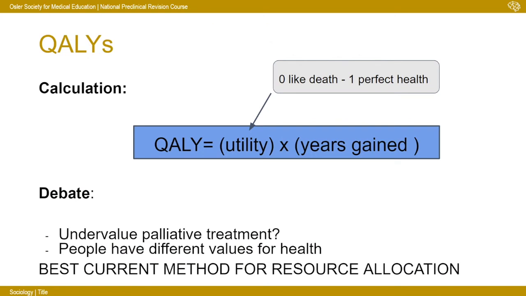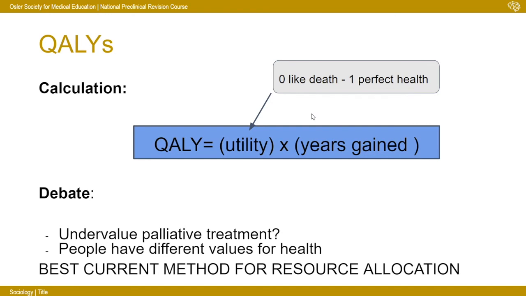So what is a QALY? QALYs are quality adjusted life years. And how we calculate this is we think of the impact of a treatment on a patient, which is adjusted for the quality of life that they experience. So we have the years gained of the patient when they're given a treatment, which is multiplied by the quality of life that they experience in these years. So that's the utility. Utility would be ranging from death-like to perfect health. So that's where you've got a great quality of life.